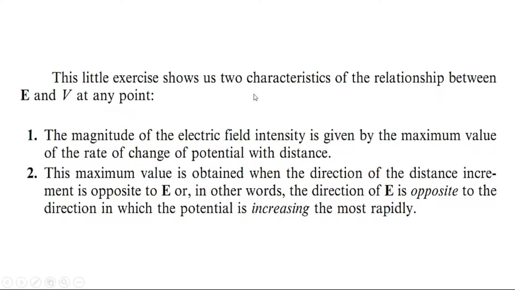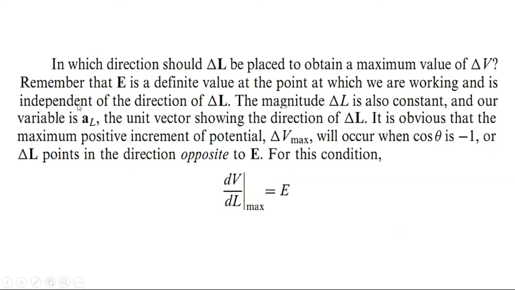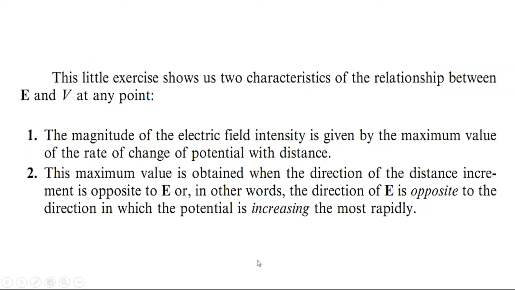And this little exercise shows us two characteristics of the relationship between E and V at any point. This equation actually shows us that the magnitude of the electric field intensity is given by the maximum value of the rate of change of potential with distance. मतलब जिस डायरेक्शन में पोटेंशियल में मैक्सिमम चेंज आ रहा है तो उससे हम इलेक्ट्रिक फील्ड इंटेंसिटी का मैग्नीट्यूड निकाल सकते हैं by dividing that change of potential with that distance.